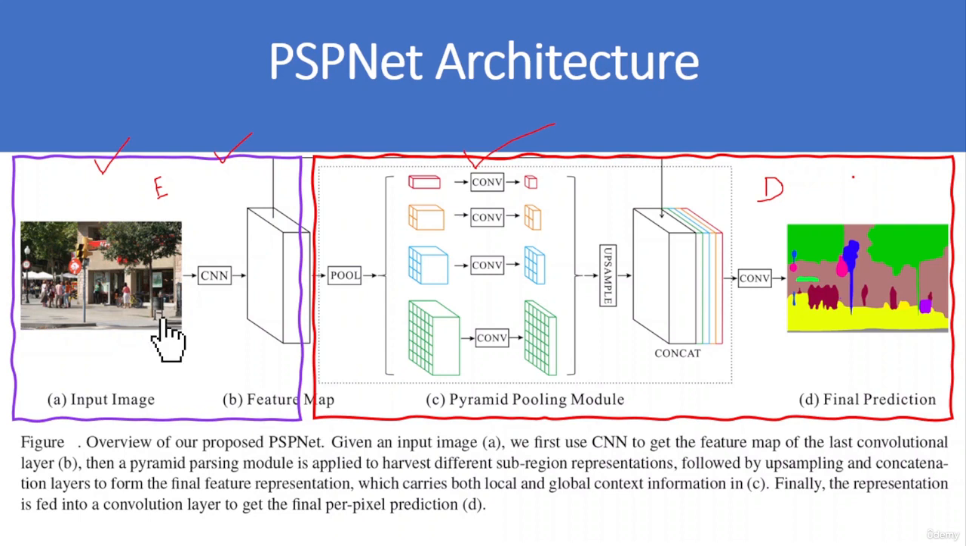So consider this input image. First, a CNN is used to get the feature map of the last convolution layer. This CNN architecture can be a ResNet or VGG. Then you can see the pyramid pooling module. This pyramid pooling module is applied to harvest different subregion representations, followed by upsampling and concatenation layers to form the final feature representation. Here you can see the different subregions that are obtained after applying the pooling layer, and then upsampling and concatenation layers are applied to get the final features. Finally, the features are fed into a convolution layer to get the final pixel-wise prediction. Here you can see the convolution layer is applied.